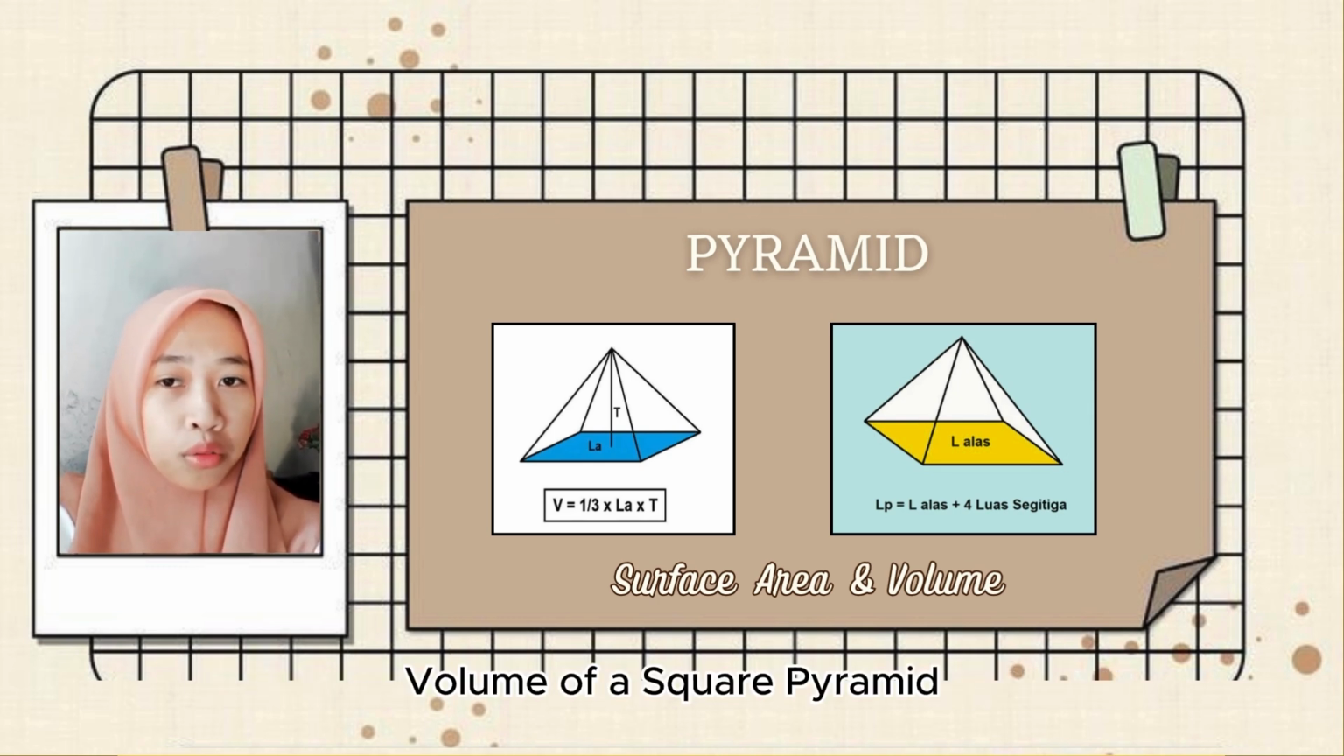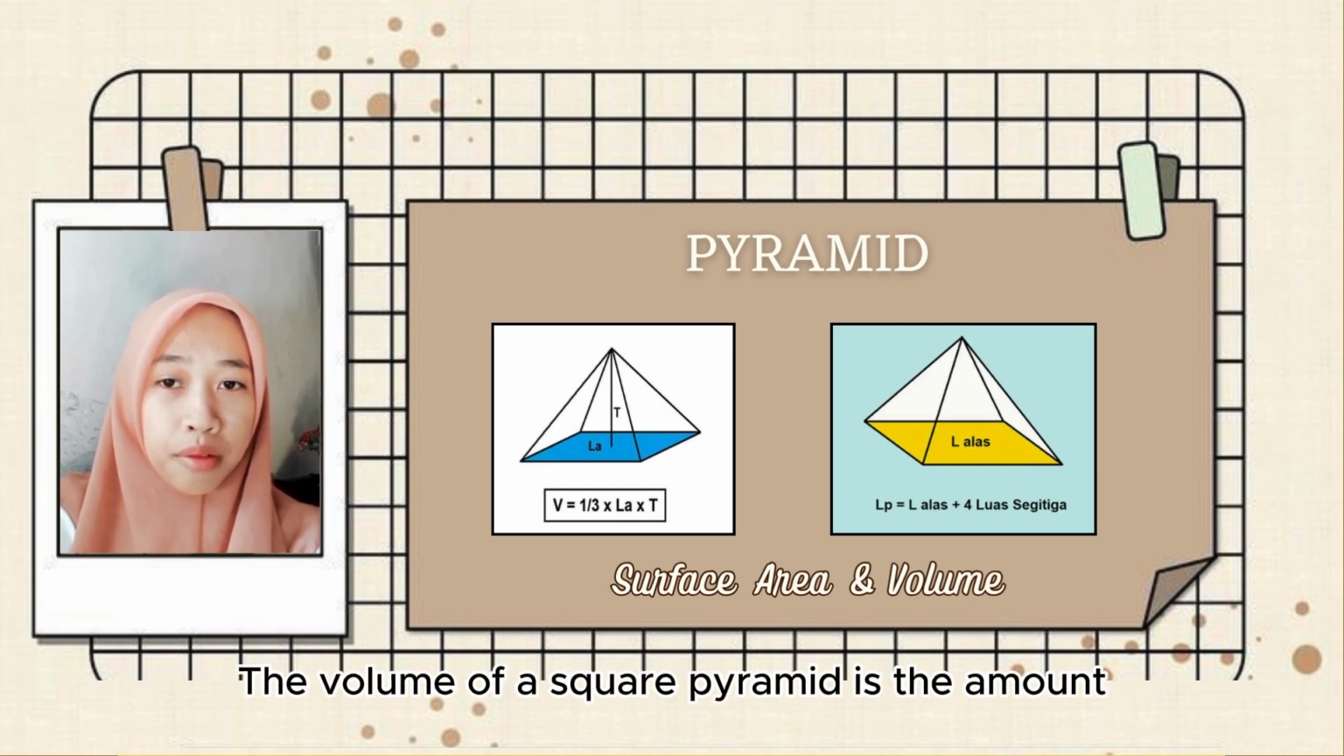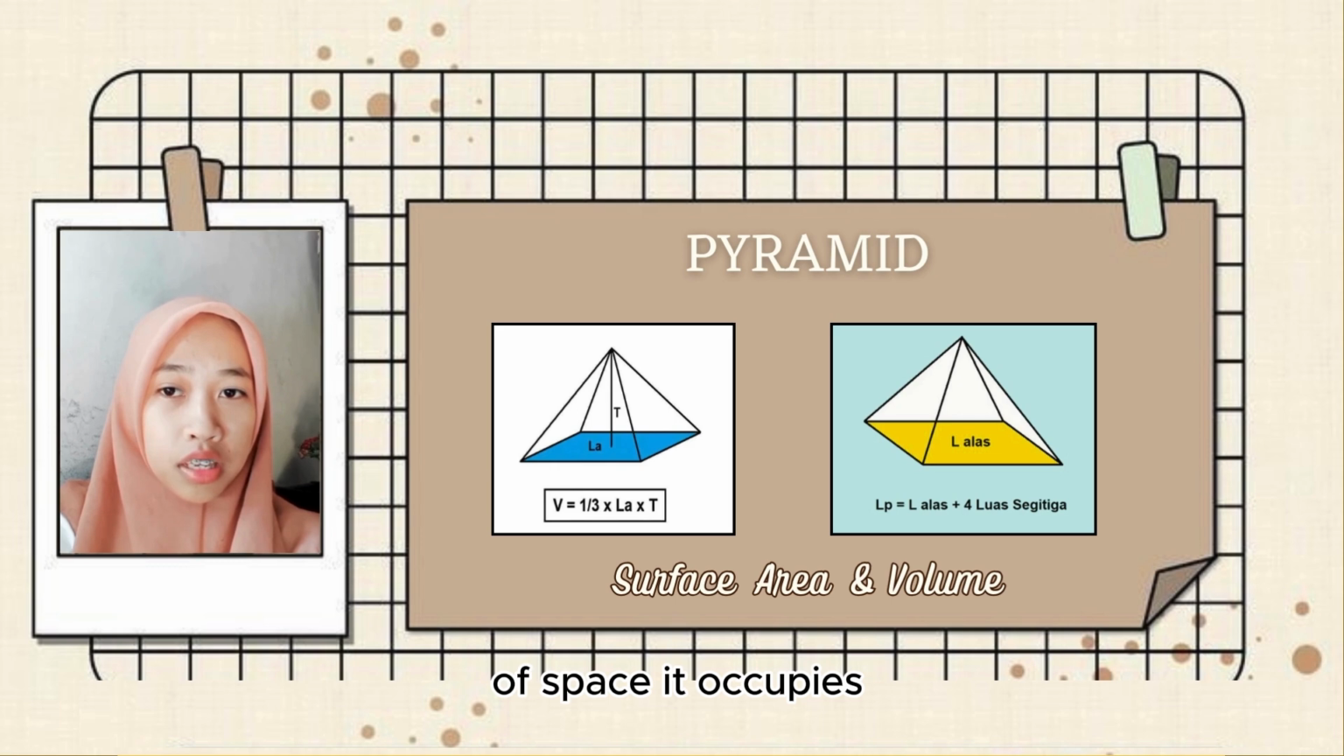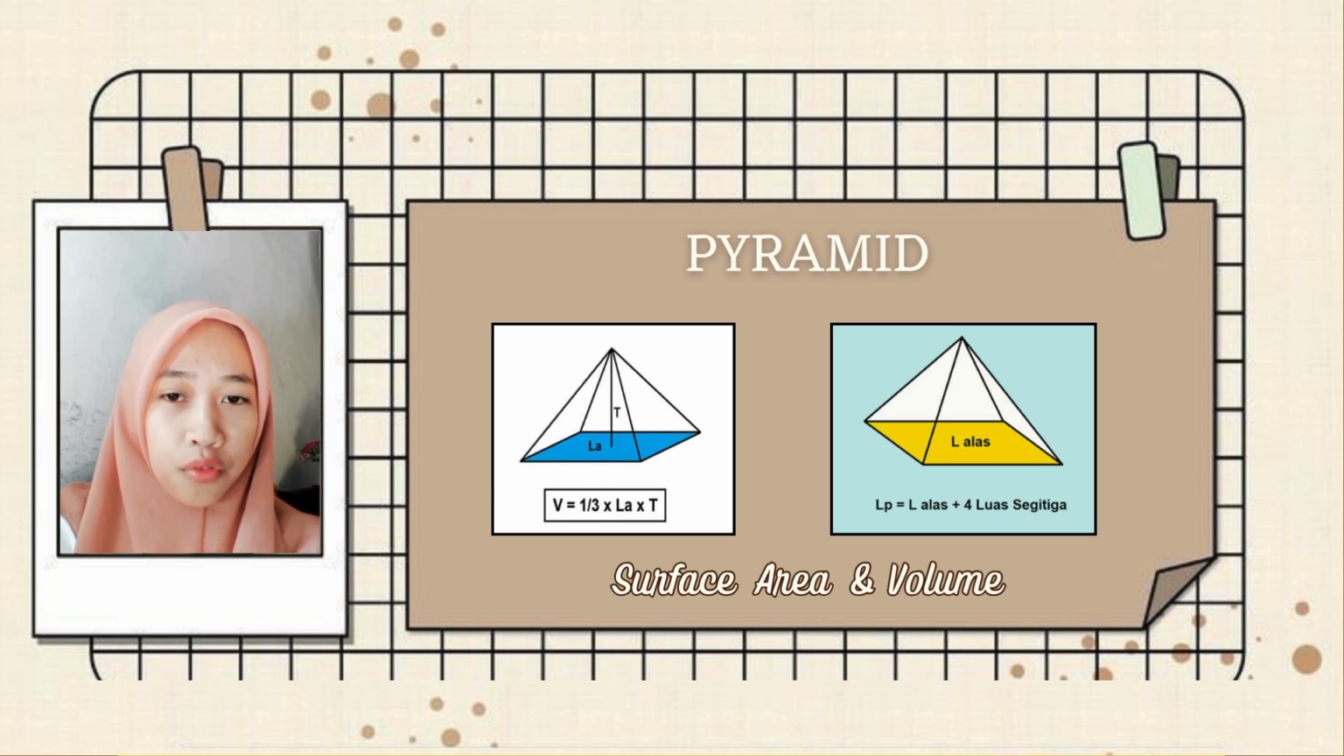Next, volume of a square pyramid. The volume of a square pyramid is the amount of space it occupies in three dimensions. It can be calculated using the formula: volume equals 1/3 times s to the power of 2 times height.